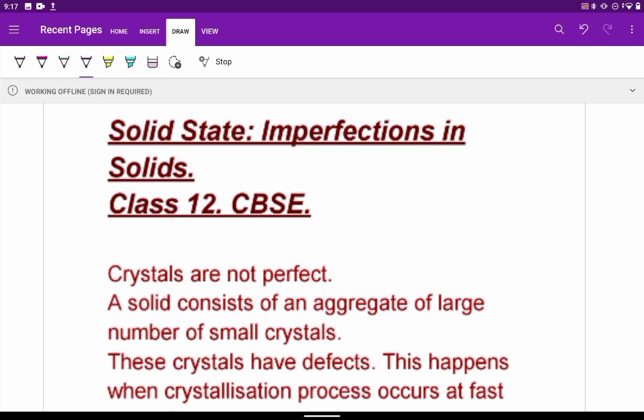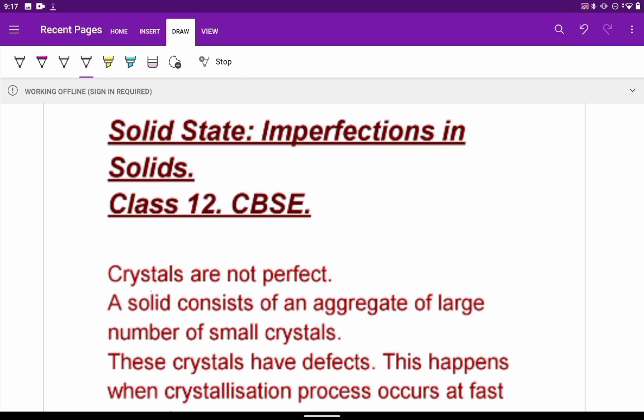The occurrence of defects takes place when the crystallization occurs at a very fast or intermediate rate, because the particles don't get enough time to arrange themselves in a regular pattern. Because if the particles are to arrange, some time is required. If that time is not available, we will get the imperfections. The properties of the materials are profoundly influenced by the presence of imperfections.